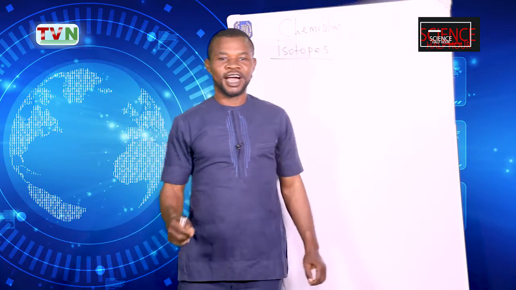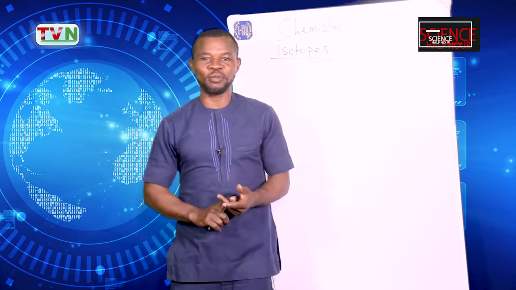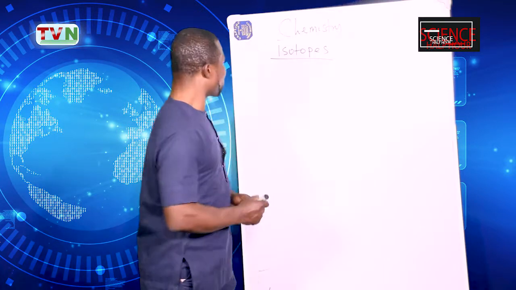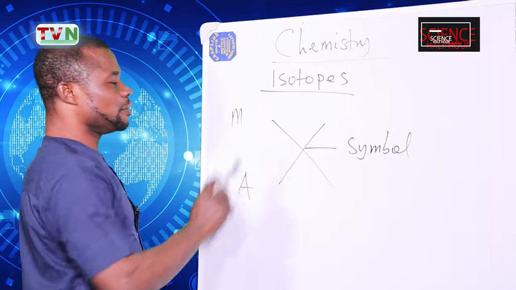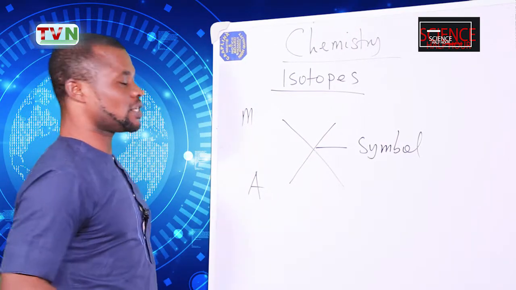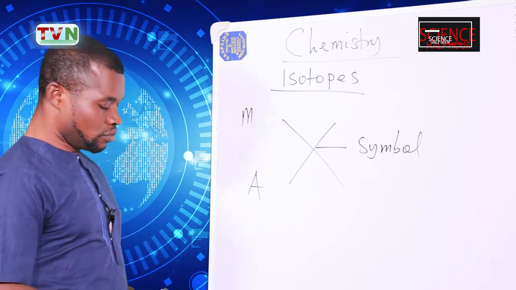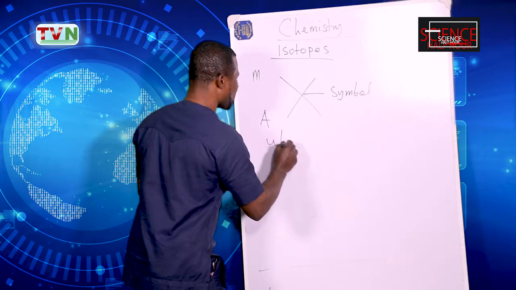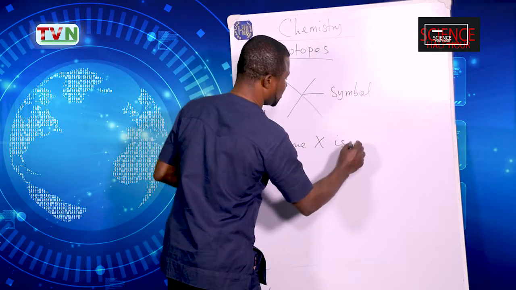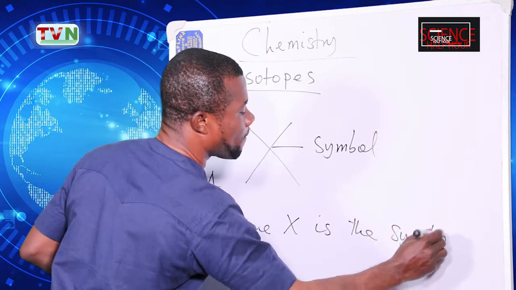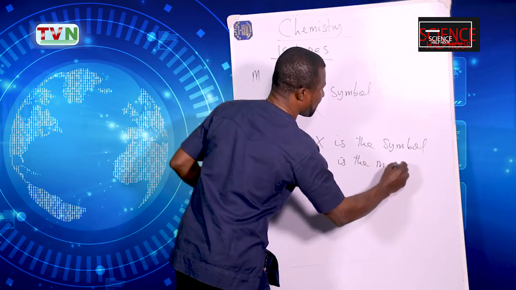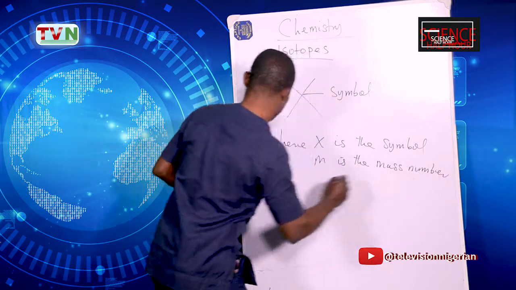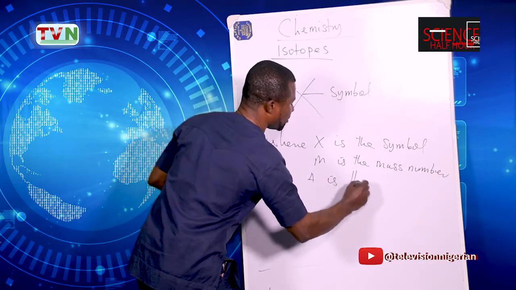Representation of isotopes. Isotopes can be represented with symbols with the mass number and with the atomic number. X represents the symbol of the element, M represents the mass number, and A represents the atomic number of that element.